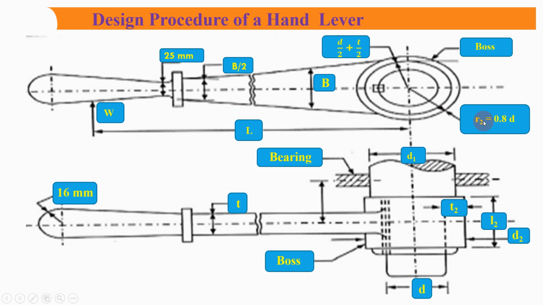This is D1, and R2 is given as 0.8 times D, which means 16 mm. Then T, T2, L2, D2 and D we are going to see in detail in the next slide. So this is the diagram of your hand lever.